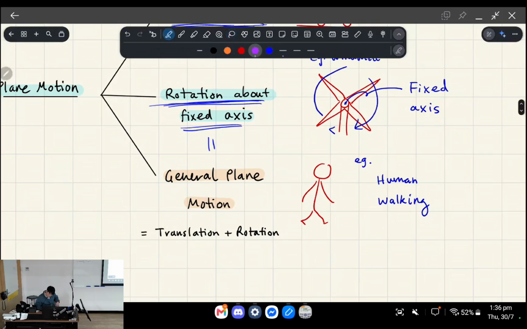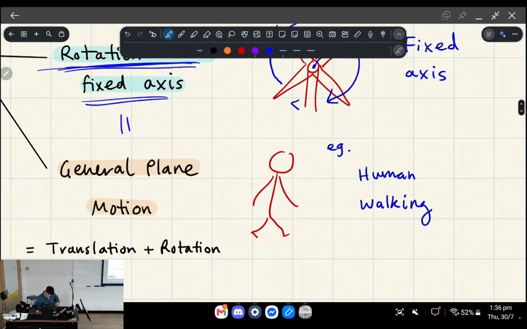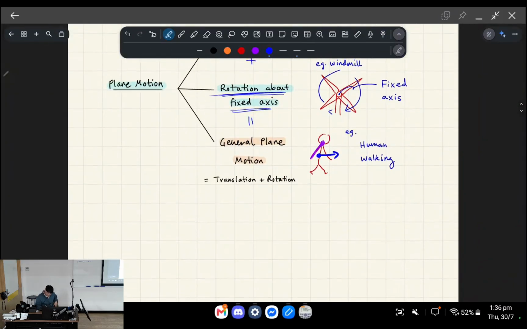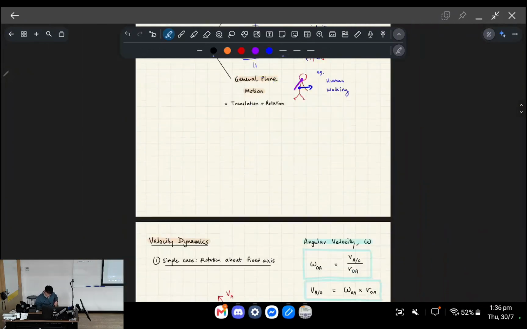For example, we've got this person's arm, and let's say that's a pin, and it's rotating as he's walking. It's rotating about his shoulder blade. And at the same time, the whole person is moving. So general plane motion is the combination of translation and rotation, basically.